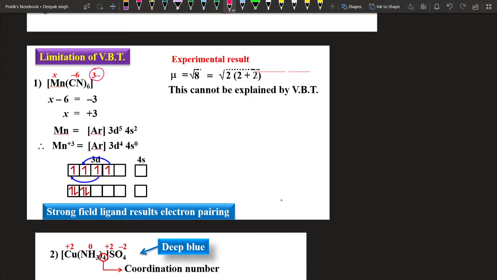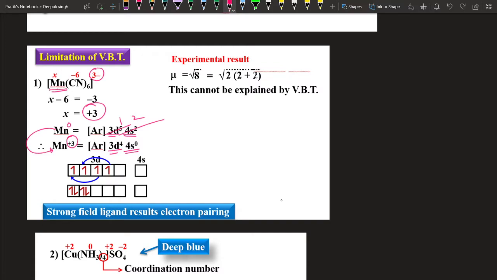If you will calculate the oxidation state of the manganese, it is +3. Normally, manganese in the ground state has the configuration 4s2 3d5. But when the manganese is converting to manganese 3 plus, there has to be loss of 3 electrons. So 2 electrons will be lost from 4s and 1 will be lost from 3d.